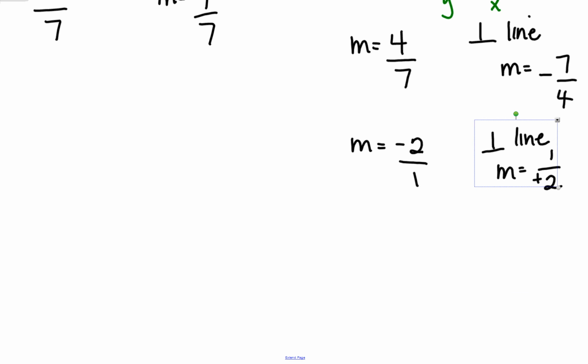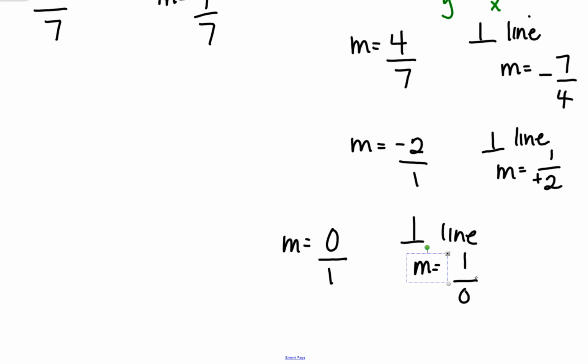I want to talk about one more thing. If we look at the number 0, the negative reciprocal of 0 is, I can put 0/1, 1/-0, I would negate it, and this is actually now undefined. So 0 and undefined are perpendicular, which makes sense because if I draw a picture, they are perpendicular.